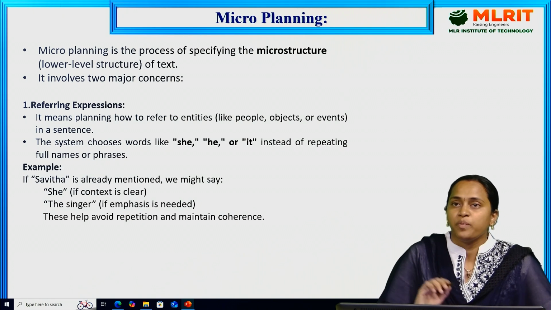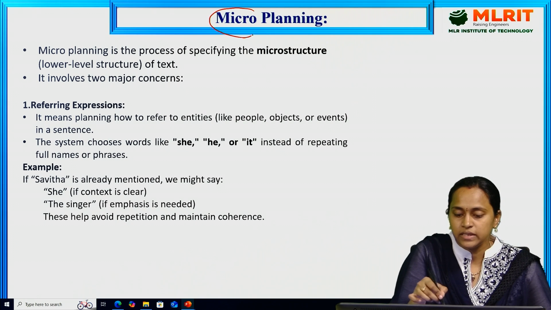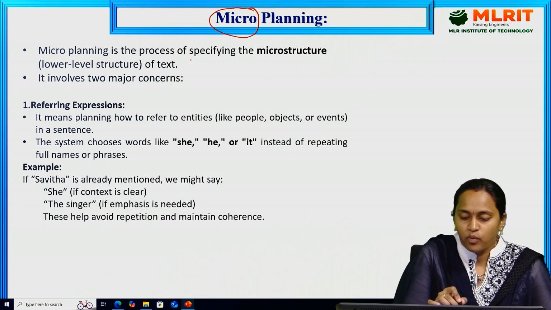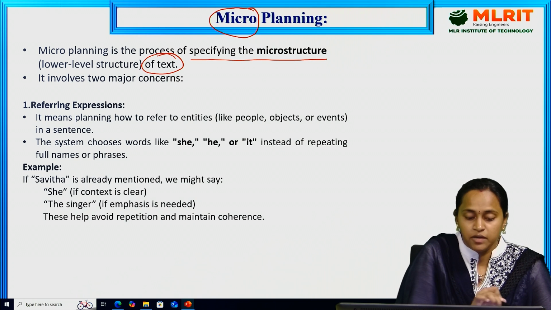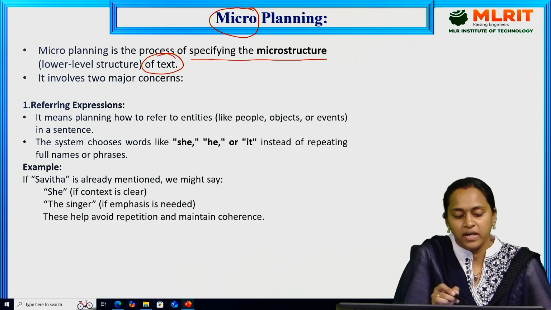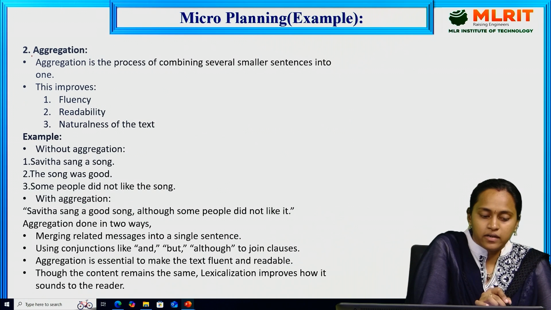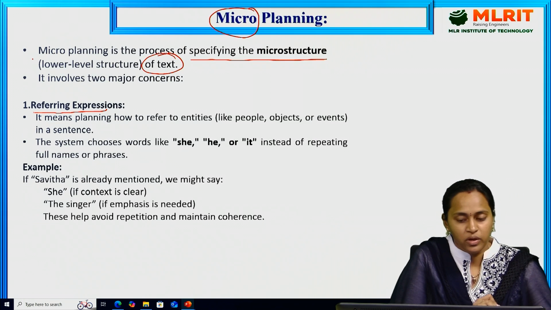Coming to the micro planning. Micro planning means we are taking the exact words of the text. So here micro planning is a process specifying the microstructure of a text. It involves 2 major components: how we are referring expressions and how we are using aggregation. These 2 play a very important role in micro planning.